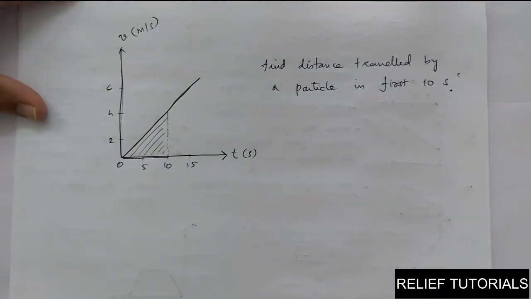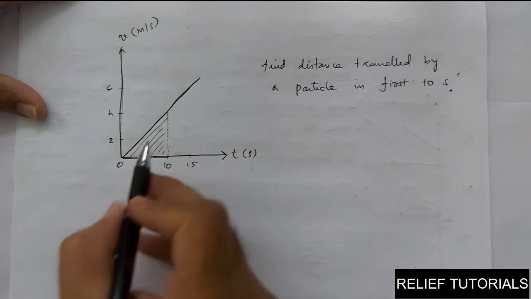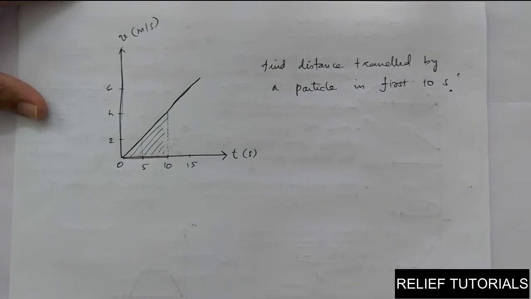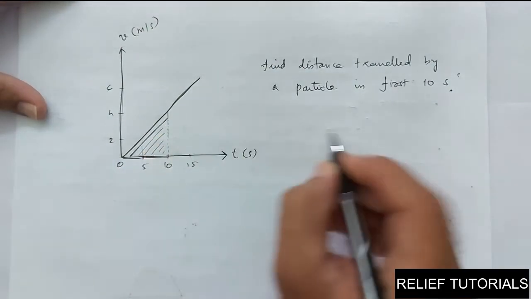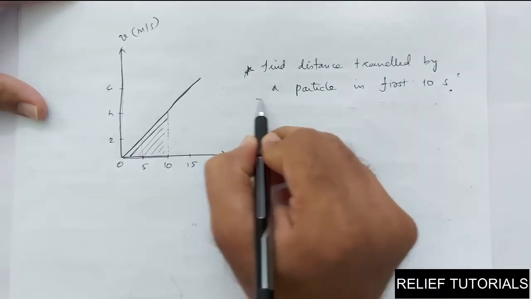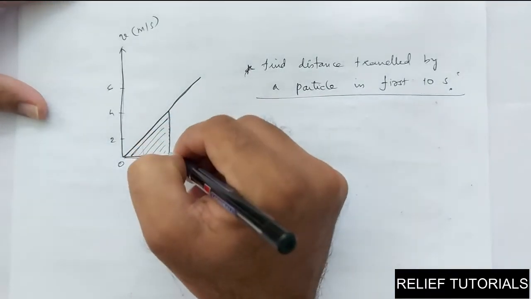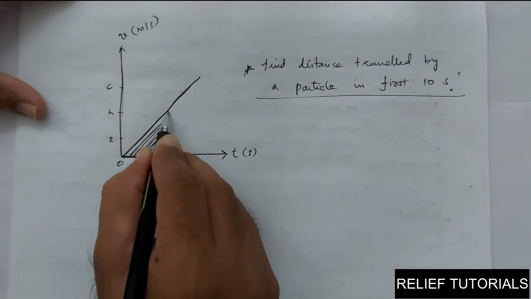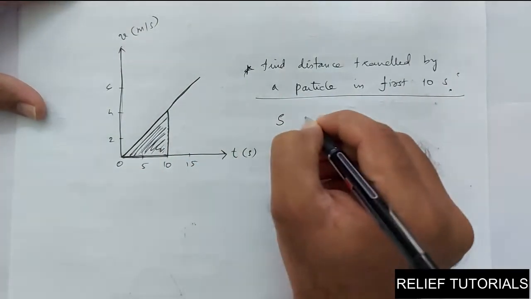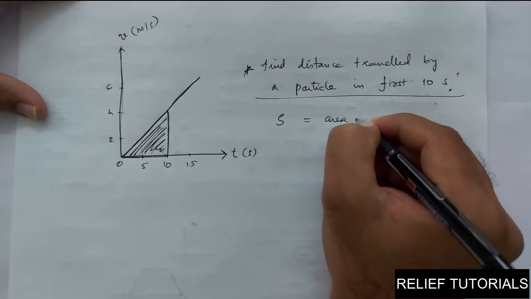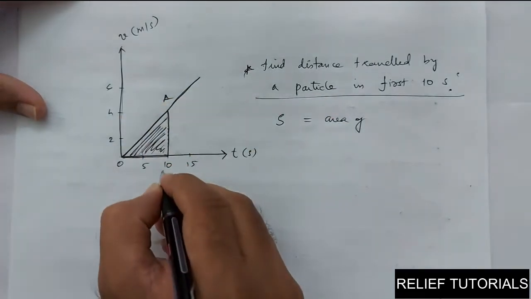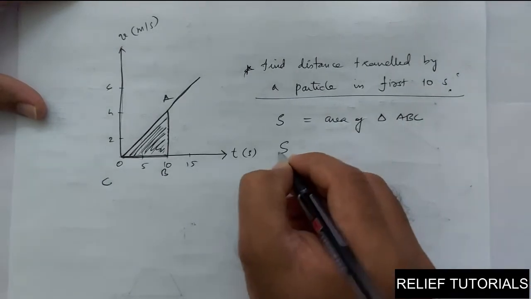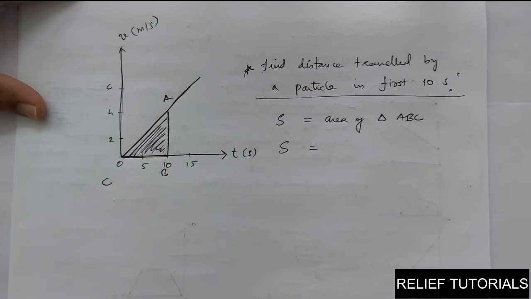If someone asks you what is the distance traveled by the particle in the first 5 seconds, you can have a point like this, and this can be the area covered under the graph. If you have this question, you have to find the area of this region only. And it's a right angle triangle. So distance here is equal to the area of triangle. Let us say this is A, B and C. So distance is equal to the area of triangle ABC.